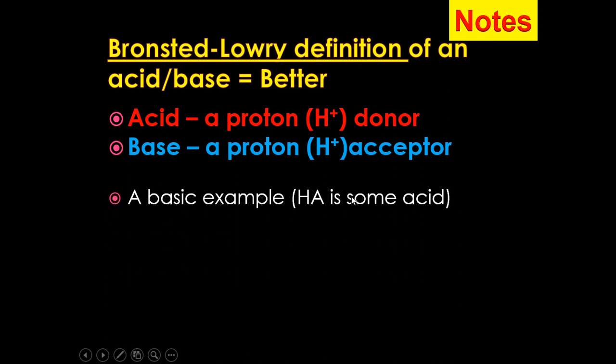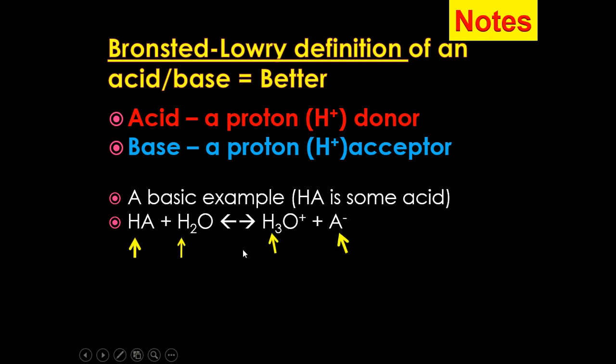So a good example of this would be something like this. A basic example is, let's say we got HA. It's a fictitious acid, right? If we take that acid and we put it in the water, it will dissociate and throw its protons out, and the water will, of course, grab onto it. When it does that, here's a key thing. They take on different roles. The HA is my acid because it's the proton donor. The water becomes my base because it becomes the proton acceptor.